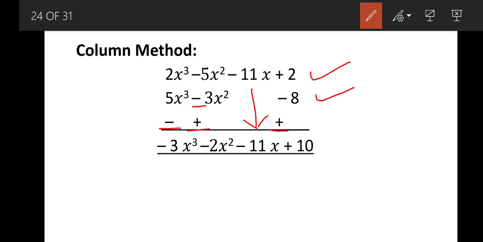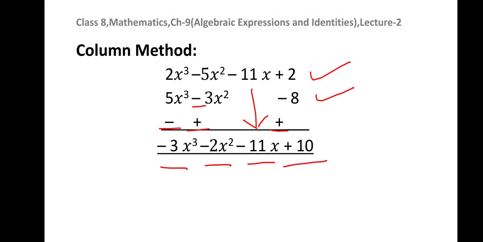Now you can keep on solving, and you will be getting the answer as minus 3x cube minus 2x square minus 11x plus 10. Answer will remain the same in both the methods. Either you can opt any of the methods, but answer will remain the same.